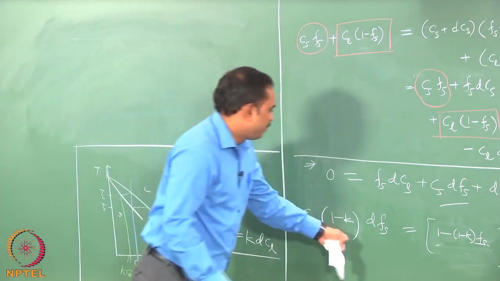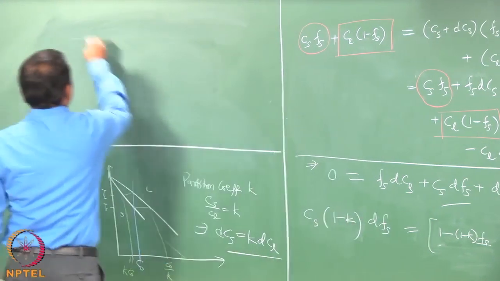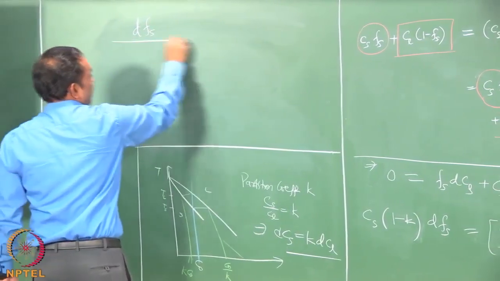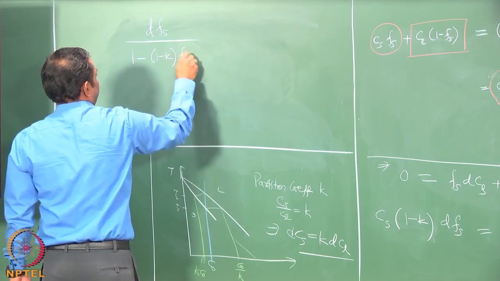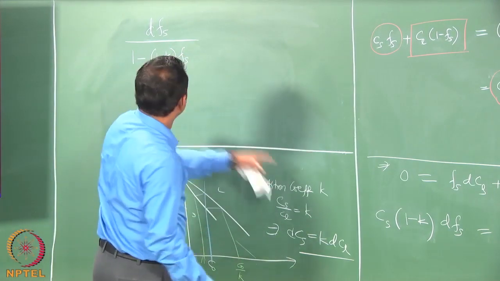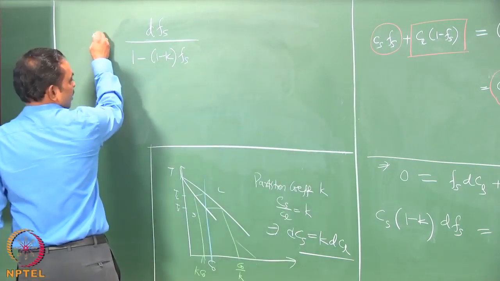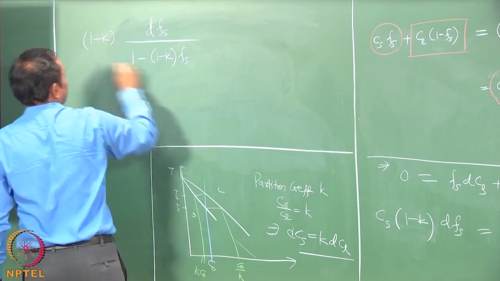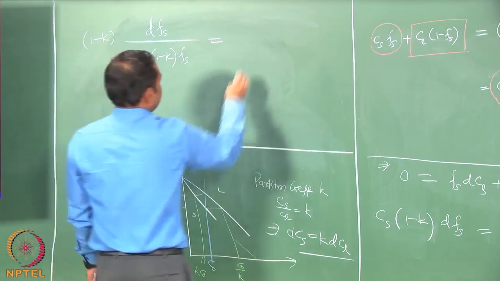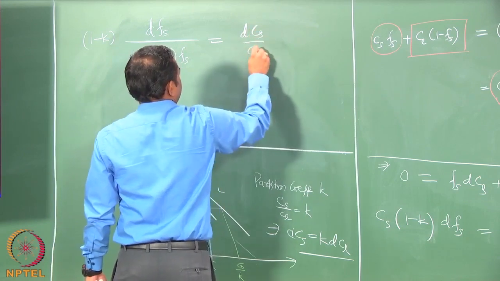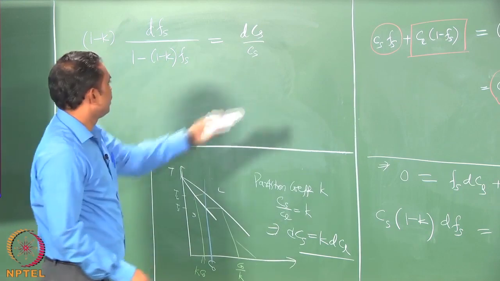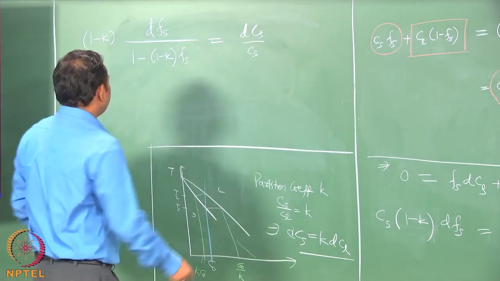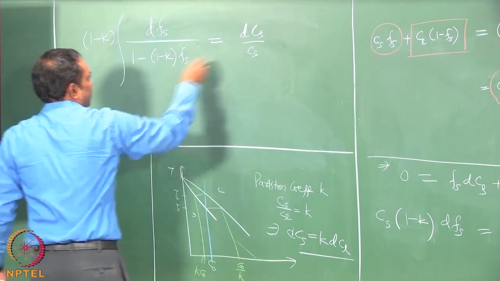So let us just manipulate this. So dFs by 1 minus k Fs, and 1 minus k I would just still keep that here, is equal to dCs by Cs, okay. So now you could see that you have the same variables nicely grouped, so we could integrate these.